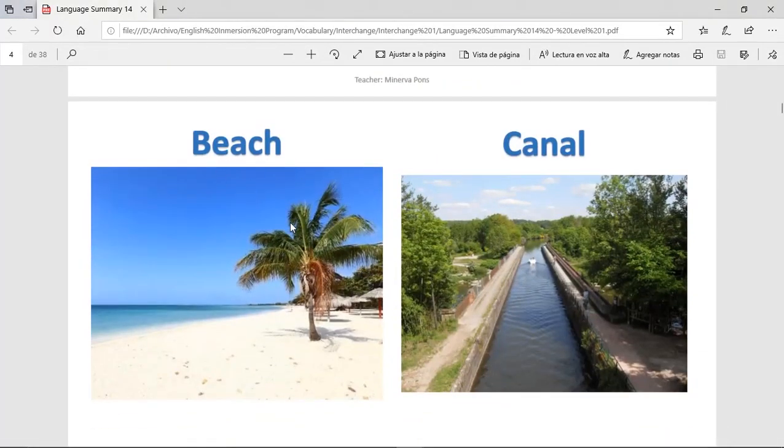We have a beach. This is a beach. In Dominican Republic, we have a lot of beautiful beaches. And we have a canal, that is a portion of water that is connecting to another portion of water. That is like a channel. This is a canal.